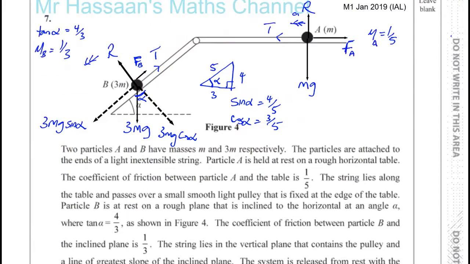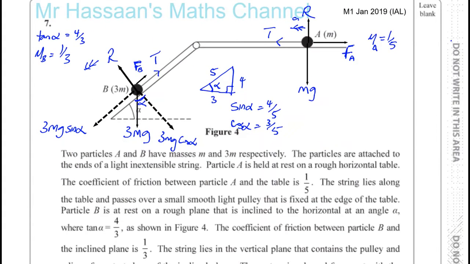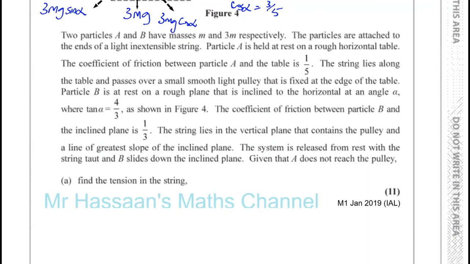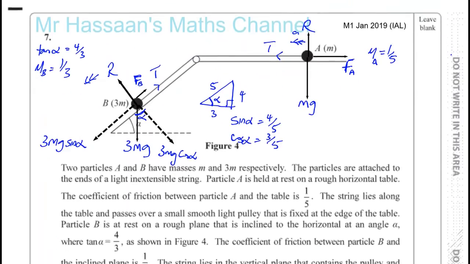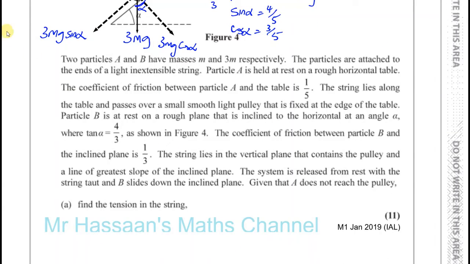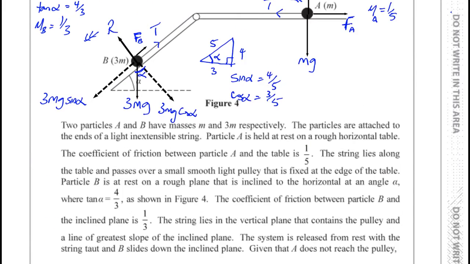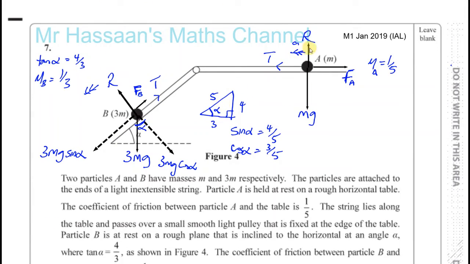In all these types of questions, what we need to try to do is resolve forces in the direction of motion and perpendicular to the direction of motion. Let's start with the easier one, which is A. There are fewer forces acting on it. It's on a horizontal plane. If you look at A, it's moving towards the left here.